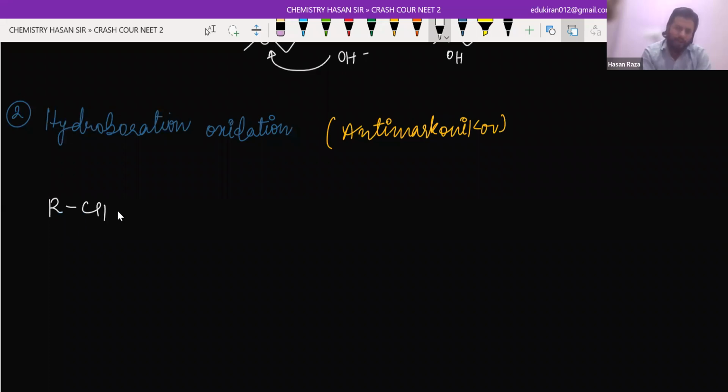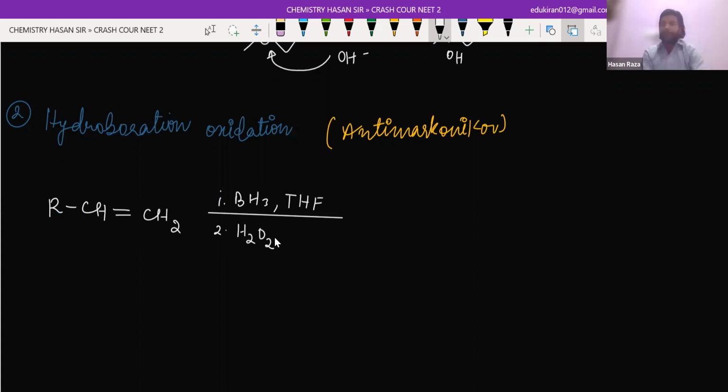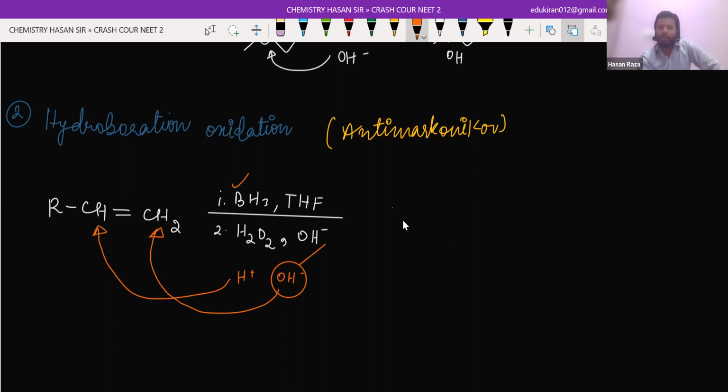So if you have RCH double bond CH2, and if your reagent is borane, that is BH3 in the presence of THF, tetrahydrofuran, and in the second step, hydrogen peroxide in the presence of base, so there will be H plus and OH minus. OH minus from here and H plus from here, you can see. So the negative part will go to that carbon which has the greater number of hydrogens, and this will go to this. So you will be getting a primary alcohol.